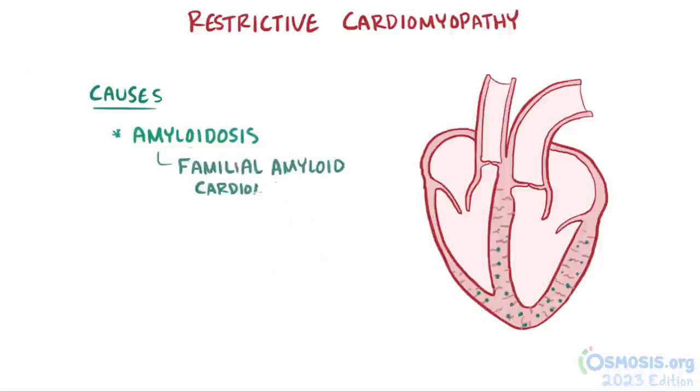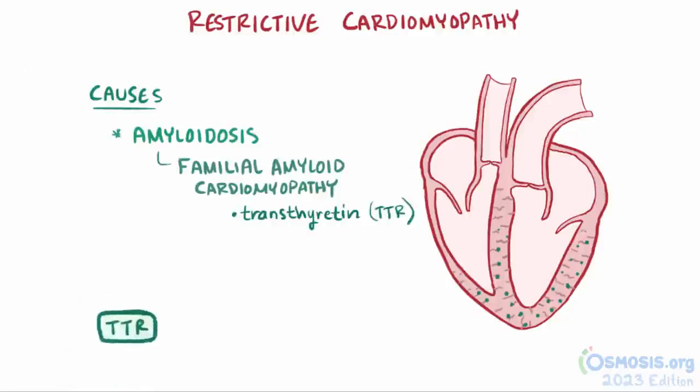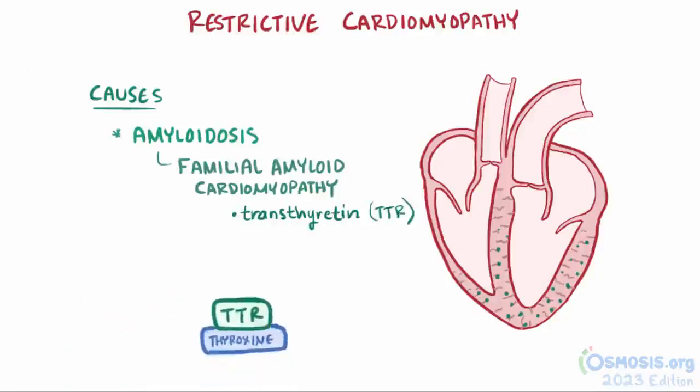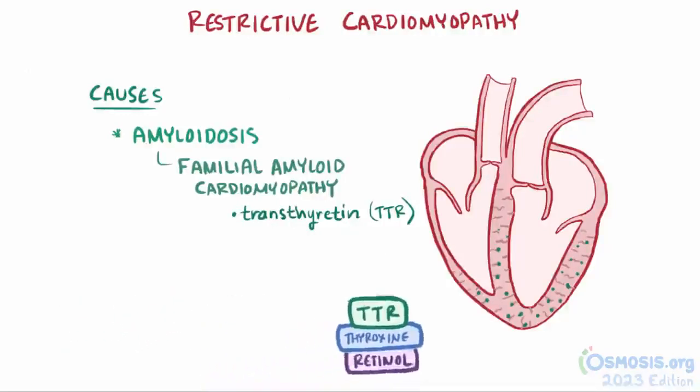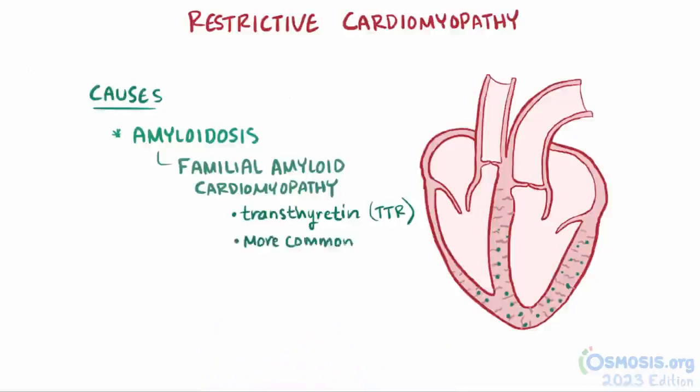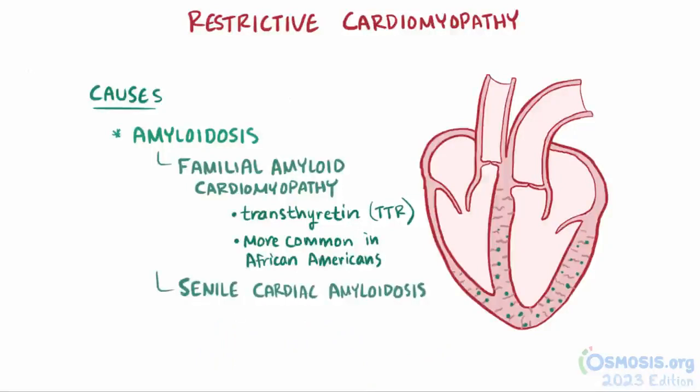Familial amyloid cardiomyopathy is a genetic disorder where mutant transthyretin protein, or TTR, is misfolded and prone to depositing in the heart tissue. TTR is a protein that usually circulates in the blood and helps transport thyroxine and retinol. And mutations in TTR are more common in African Americans. Similarly, senile cardiac amyloidosis is where, over time, wild-type or normal TTR deposits in the heart, and this is typically seen in the elderly.